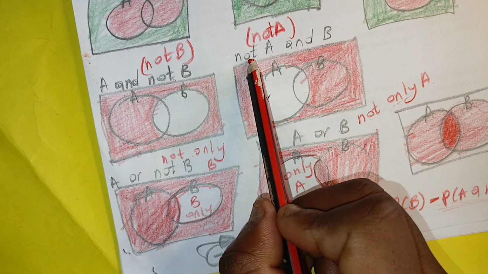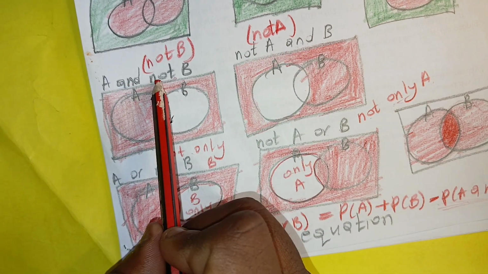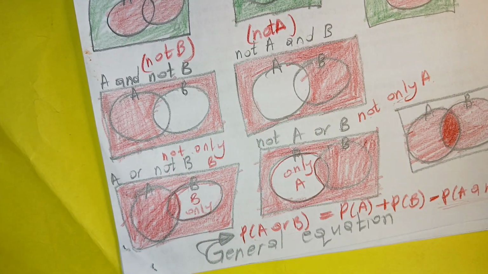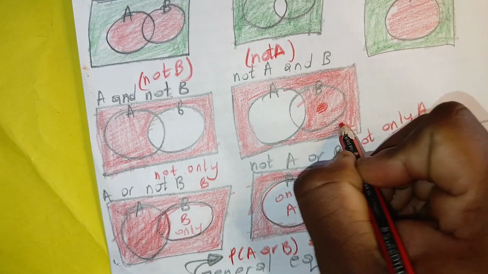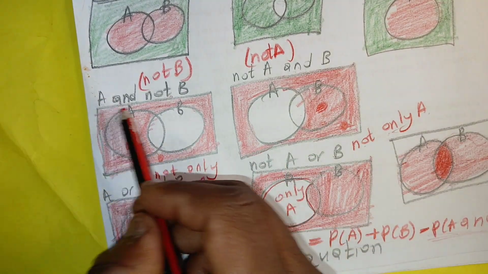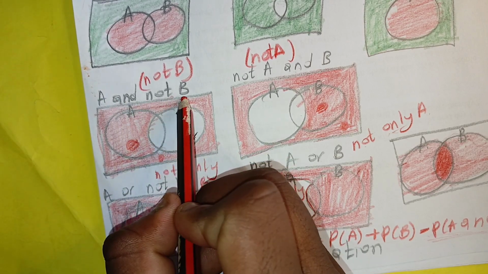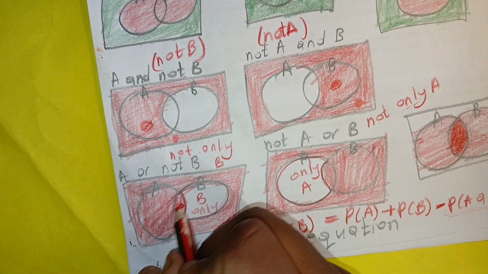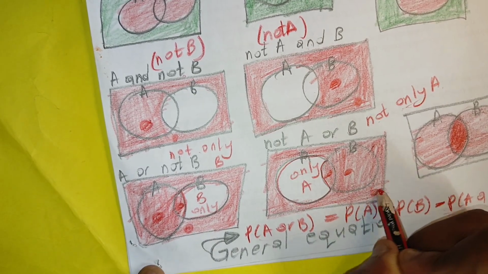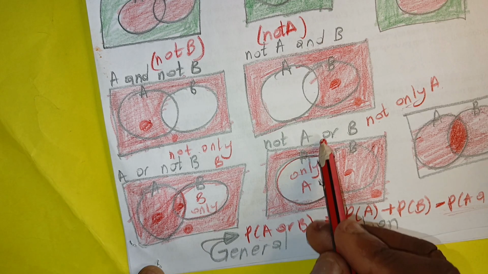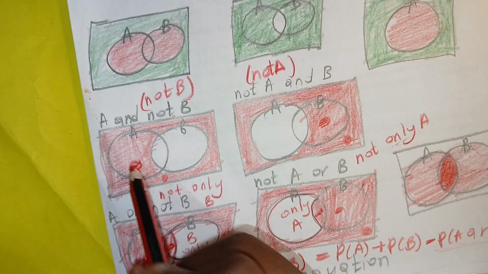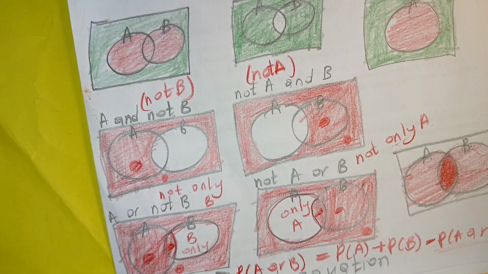But not and not, we don't include the intersection. Do you see? Meaning now when you calculate the probability, you'll be taking this one and that one, add them together to get the probability of A and not B. You see? But for this one, you take the intersection, this one and that one, add them together. Do you see? Or we are taking three things, 1, 2, 3. But and we are taking two things. Do you see, guys? Yeah.